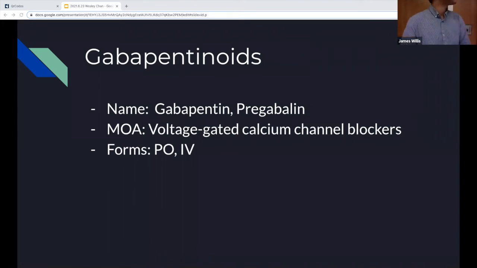Gabapentinoids, which are our gabapentins and pregabalins, are the ones that are calcium channel blockers. They come in both PO and IV form. Just to be aware, for the majority of these medications, gabapentin takes about 1 to 2 weeks to take full effect and give great pain relief. A lot of it's for nerve pain and other neuropathy kind of pain. Adverse effects of these gabapentinoids are dizziness, fatigue, ataxia, nystagmus, tremors, and angioedema. So just be aware, especially for elderly patients, when prescribing them.